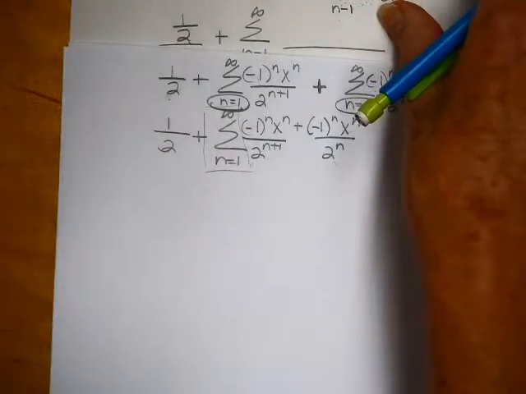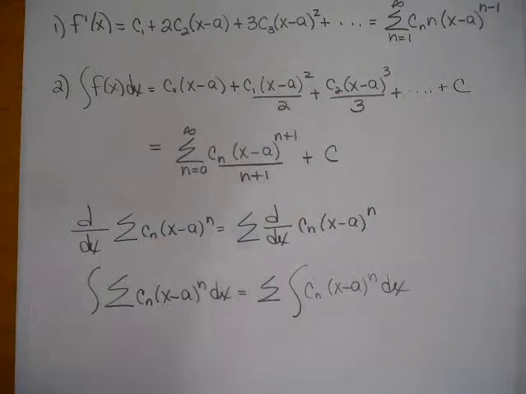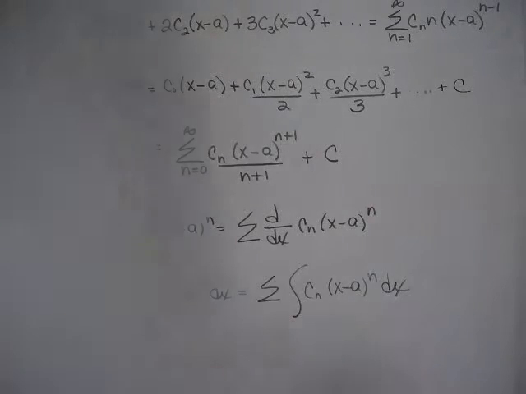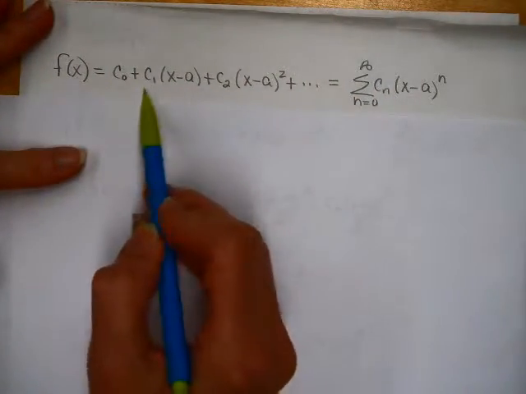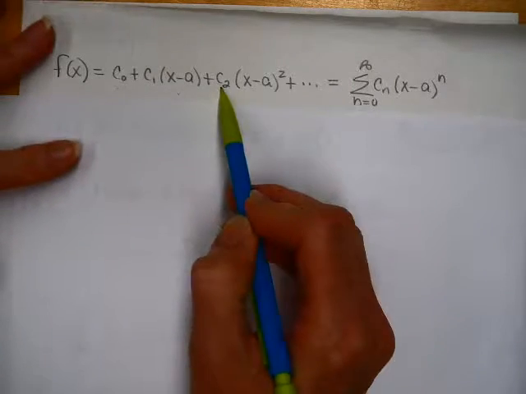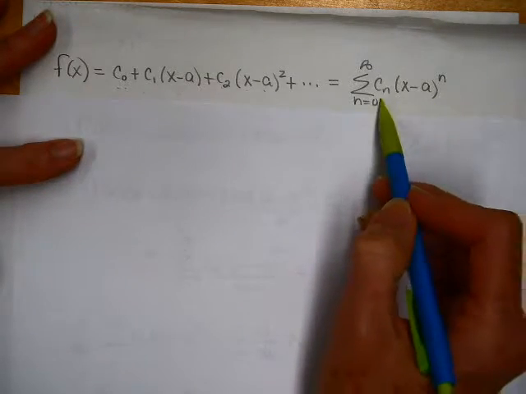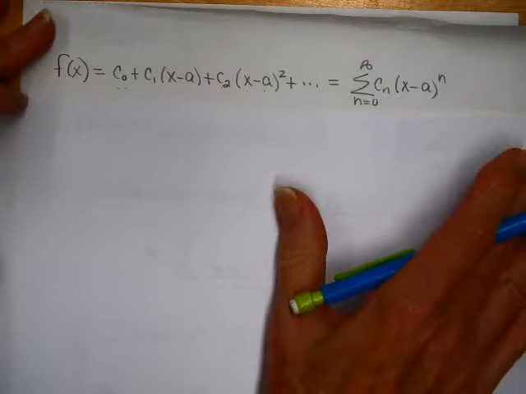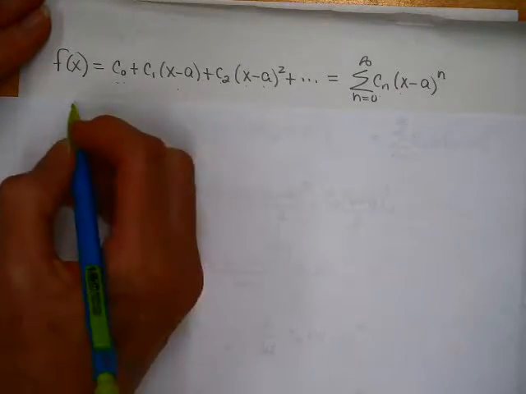Now that you've got functions written as power series, you can take the derivative of a function and you can integrate a power series because it's nothing more than a function. So here's a power series right here: f of x is c sub 0, c sub 1 times x minus a, plus c sub 2 times x minus a squared, plus, and so on, which equals the sum from n equals 0 to infinity of c sub n times x minus a to the n. This is a function. You can take the derivative of this function.